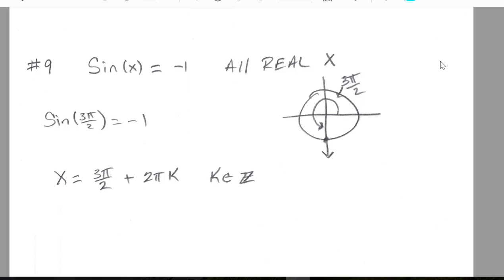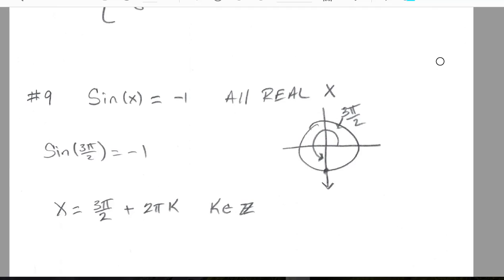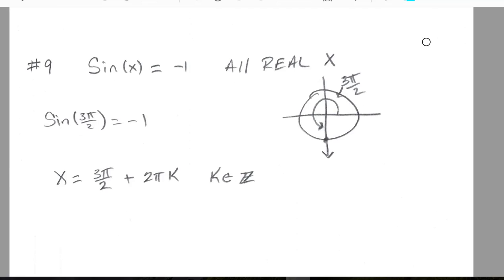This is MA 108, section 5.3, and we're going to be doing number 9 and number 13 in this video. So first of all, for number 9, we're asked, where does the sine of x equal -1 on all real numbers of x? So once again, what I do is figure out on one period of sine of x, or one unit circle, where the values equal -1.